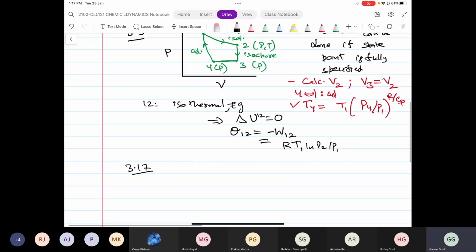Problem 3.17, any inputs? Maybe read through the problem statement now and tell me what you think. If someone speaks up in 2 minutes, I can discuss this problem. Otherwise, I will go to the next problem.